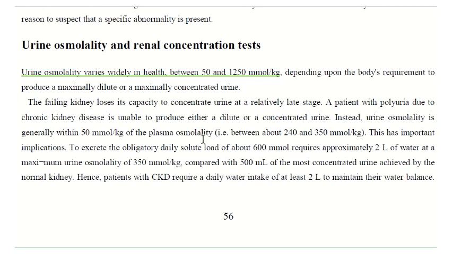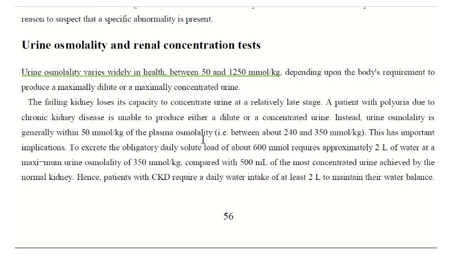إذن to excrete obligatory daily solute load of about 600 millimole يحتاج تقريبا 2 liters of water at a maximum urine osmolality of 350 millimole per kg compared with 500 ml of the most concentrated urine achieved by the normal kidney مقارنة ب 500 ml من اليورين الأكثر تركيزا الذي تحققه الكلية الطبيعية.